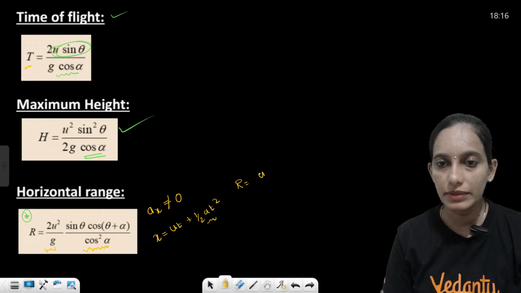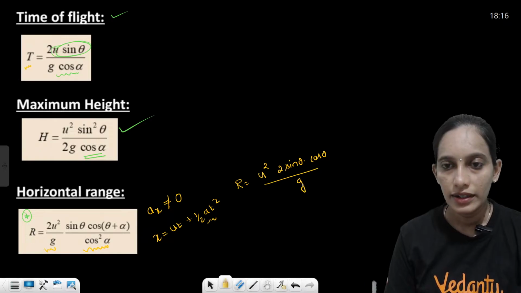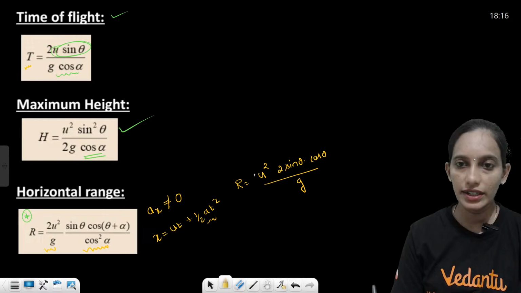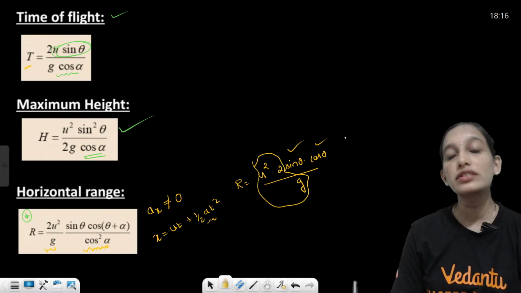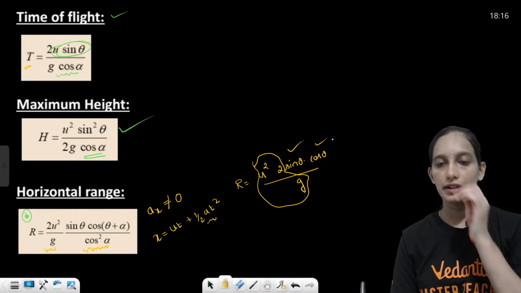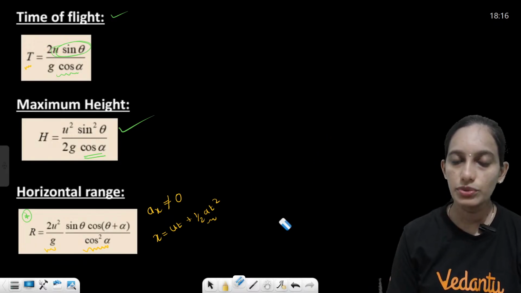So okay, let me write like this: u square into 2 sin theta into cos theta by g will have come. But here what happens, 2u square by g is fine, this term is still there, into sin theta cos theta changes, and cos theta plus alpha, the full angle, comes. Okay, so this is the slight change which you had to know.